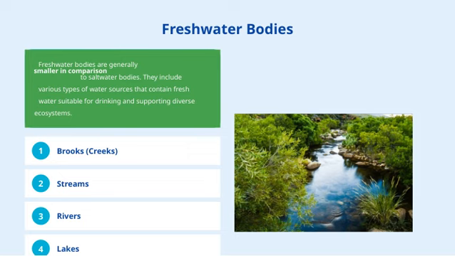Lakes are large, still bodies of freshwater, offering habitats for many species and opportunities for recreation. Ponds are smaller, often shallow bodies of water that are usually found in parks or natural areas. All of these freshwater sources are crucial because they provide drinking water and support a wide variety of ecosystems, which ties into our overall theme of understanding the importance of water resources and conservation.